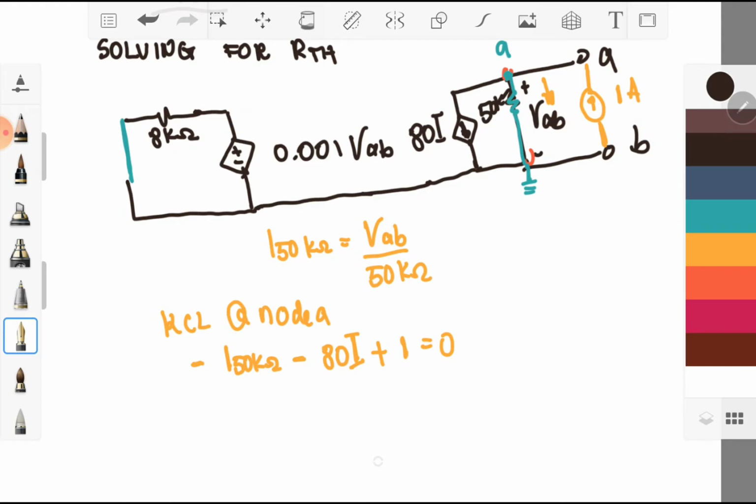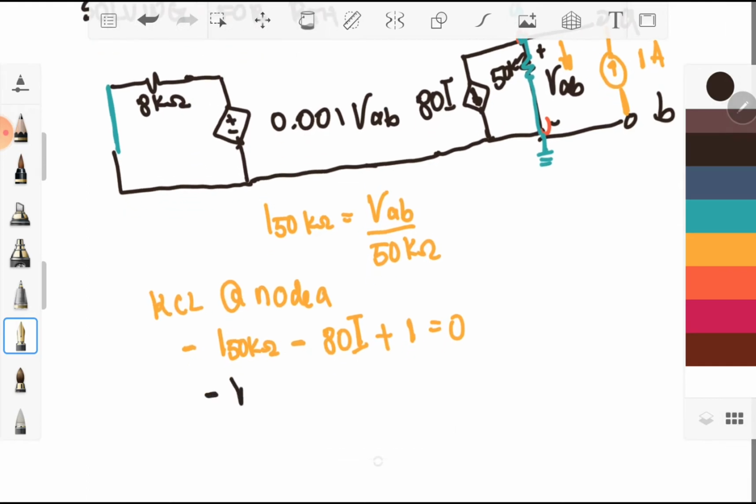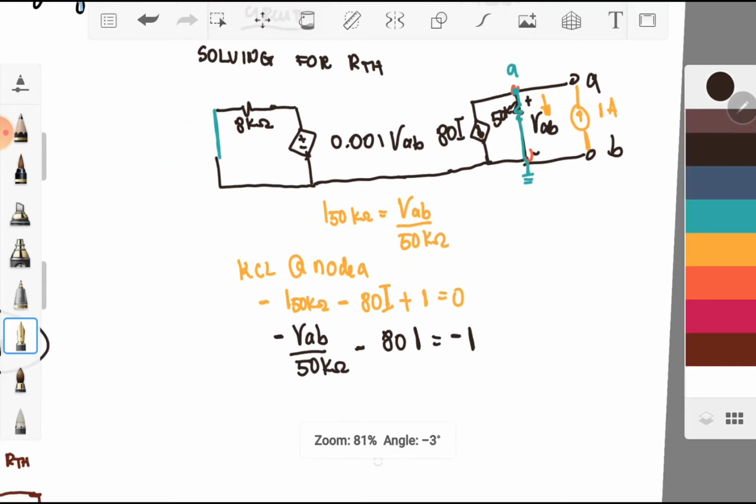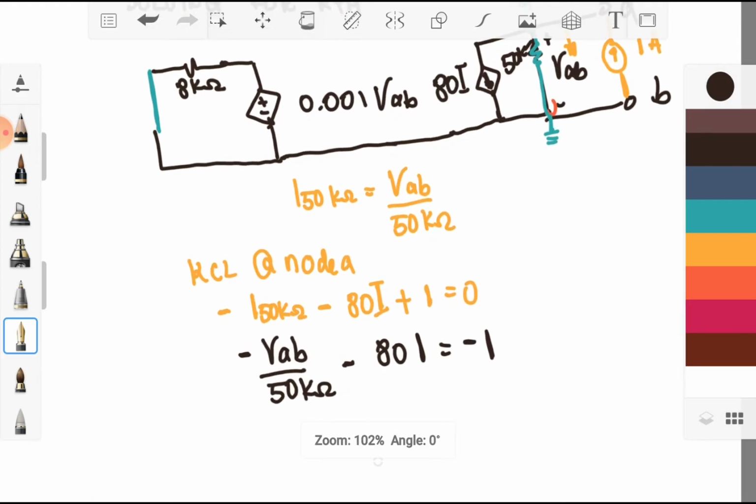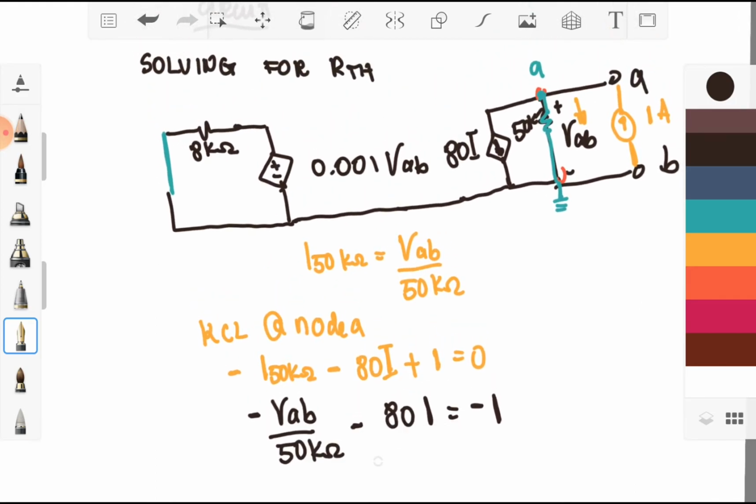So our I50K is equal to VAB over 50, right? So we have negative VAB over 50 kilo ohm minus 80I, which is equal to negative 1. Okay? So madali lang tong ganitong mga circuits. Because you can get already your VA and VB. Okay? Next is that we will have the value of this circuit. So take note that this is also your I which is mentioned in this dependent source.